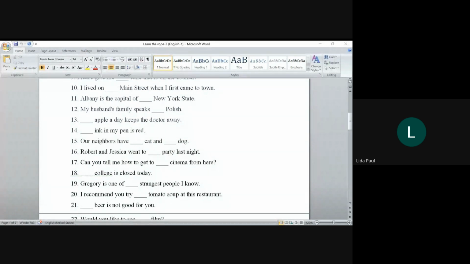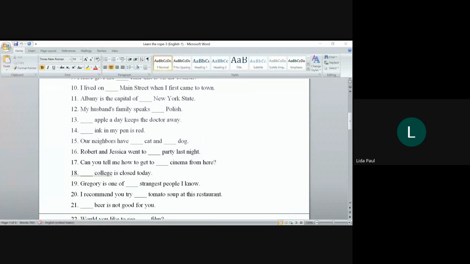12th one, my husband's family speaks dash Polish. No article, right? Again, Polish is the name of the language, it can stand on its own. You really don't have to add any article there.